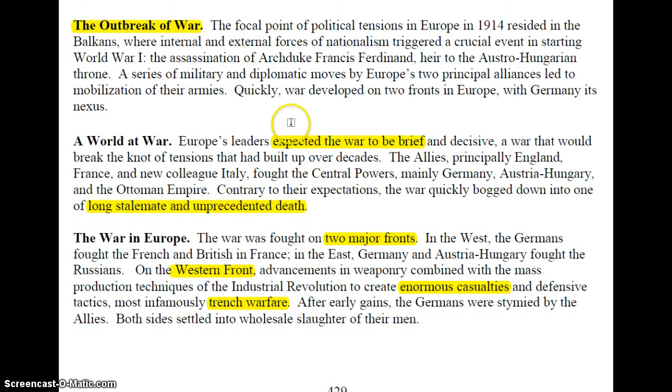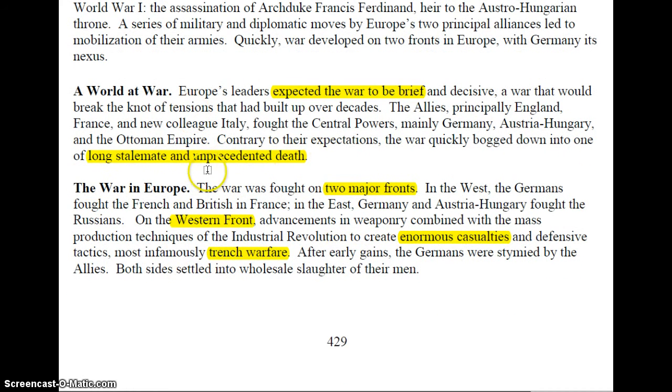They thought it was going to be brief, as I already told you. In fact, young men were afraid they were going to miss the war because they thought it was going to be so quick. The reason they thought it was going to be so quick was because of so many new weapons, and they thought that it would just be over and done with. However, because of the new tactics that you guys were supposed to have looked for, namely trench warfare, it was a prolonged conflict that became what's known as a war of attrition. That's the unprecedented death. Just kill as many of you on each side as could be killed.